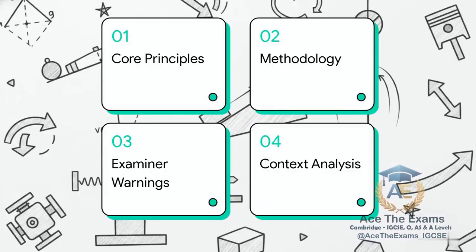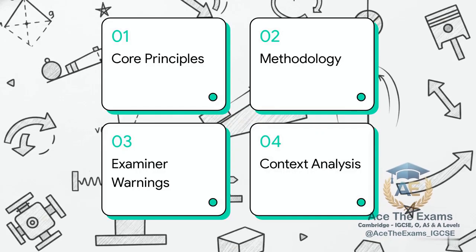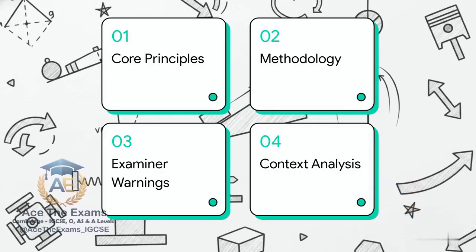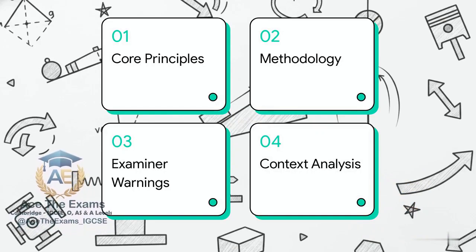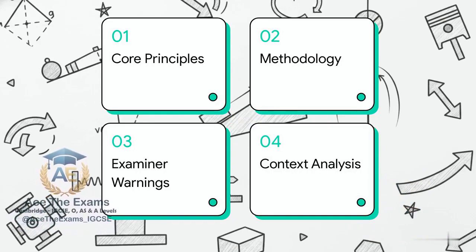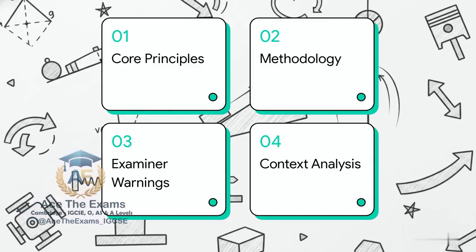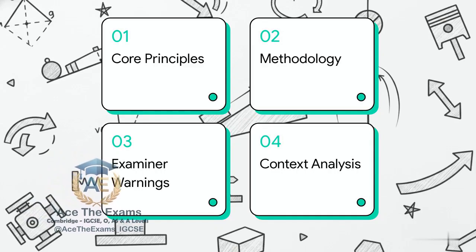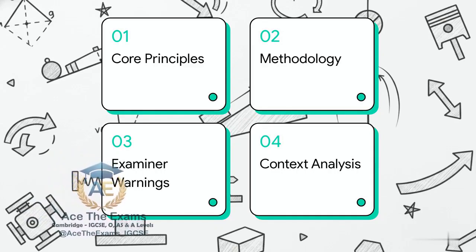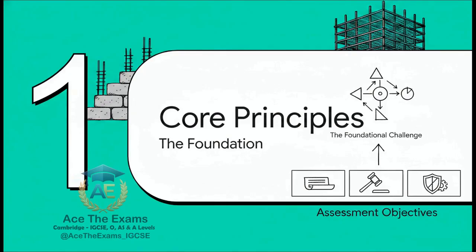So here is our project blueprint for today's build. First up, we're going to pour the foundation, which means reviewing our core principles. Second, we'll erect the steel frame through a rigorous methodology. Third, we're going to review the building code by looking at actual examiner warnings. And finally, we'll conduct a final inspection using context analysis. Let's move right into part 1, the foundation, core principles.